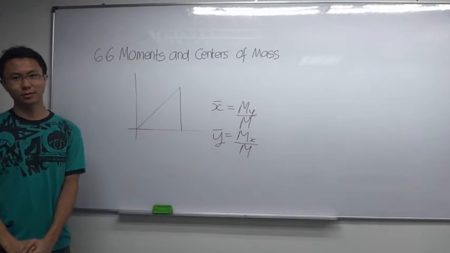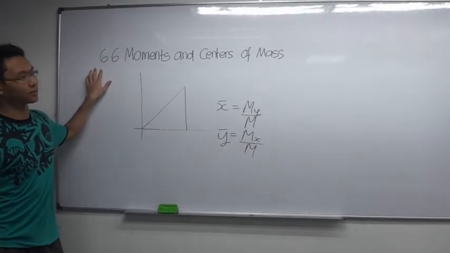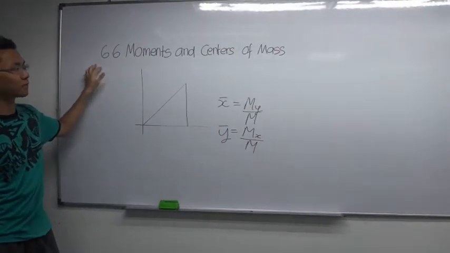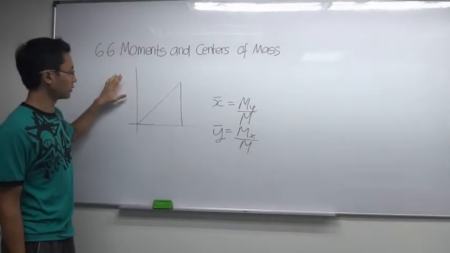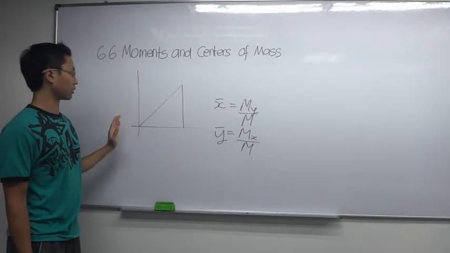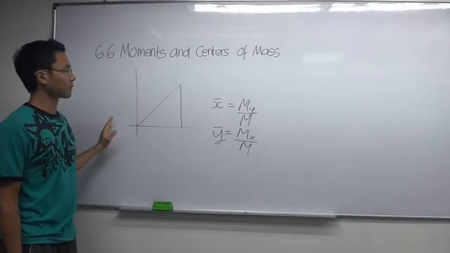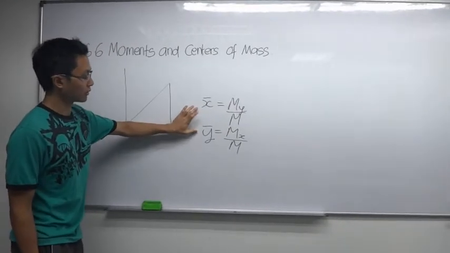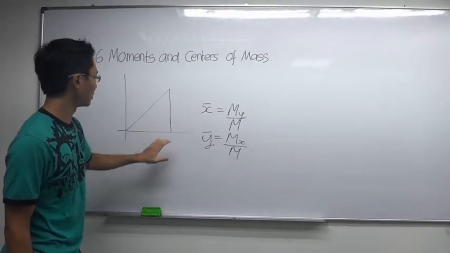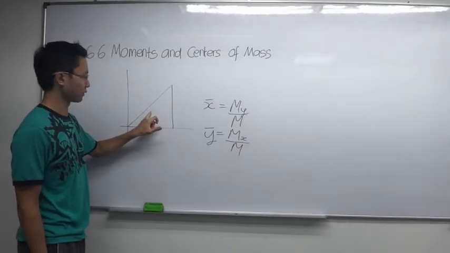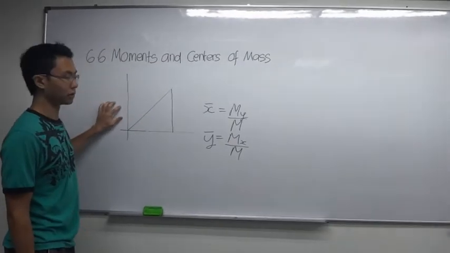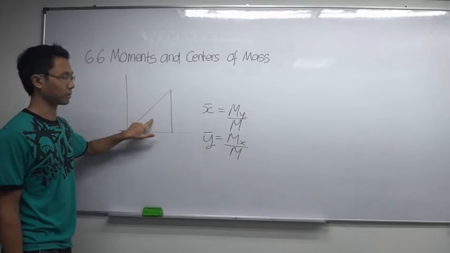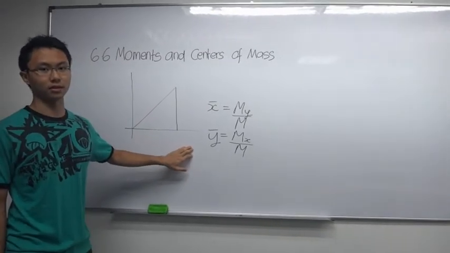Hi guys, so this is our video on chapter 6.6 Moments and Centers of Mass. The whole chapter basically revolves around finding the center of mass by plotting it on the x and y axis. The whole chapter revolves around these two main formulas, x bar being the x coordinate of the center of mass of the object, and y bar being the y coordinate of the center of mass of the object. We'll show you how to use these formulas in an example.